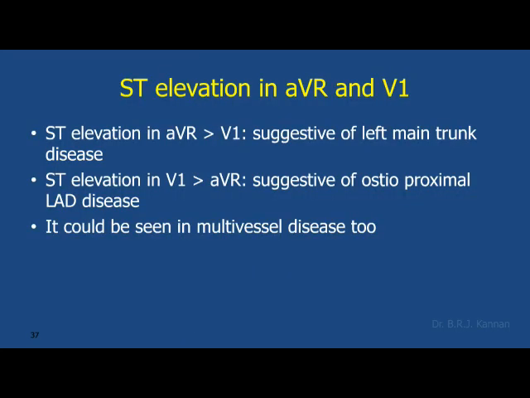So now let us come to another important thing. There is ST elevation in AVR and V1. ST elevation in AVR is very rare, but if it occurs, it's very dangerous. You see the ST elevation in AVR and V1. If the ST elevation in AVR is more than V1, it suggests left main trunk occlusion. If the ST elevation in V1 is more than AVR, it could suggest ostioproximal LAD disease, or it could be multivessel disease also.